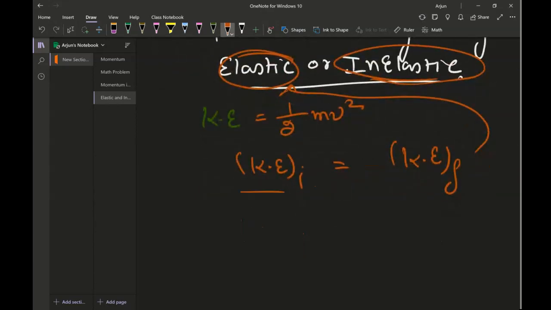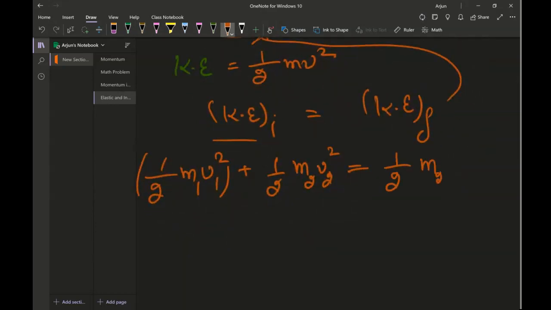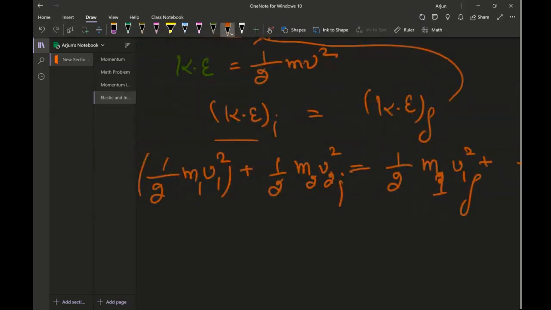So how can we elaborate on it? It will be half m1 v1 square plus half m2 v2 square, I'm assuming that there are two bodies in a system, equal to one half m1 v1 square plus one half m2 v2 square. This one is final, and this is initial.